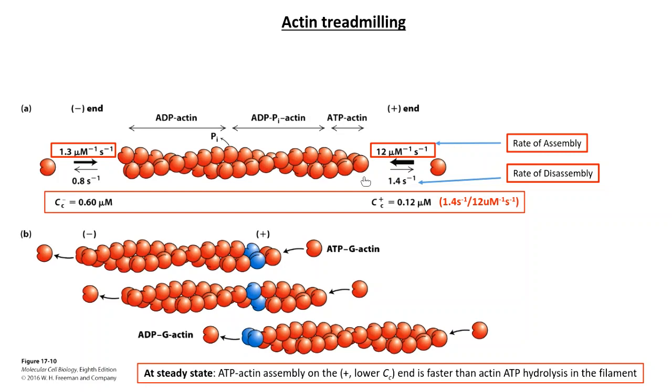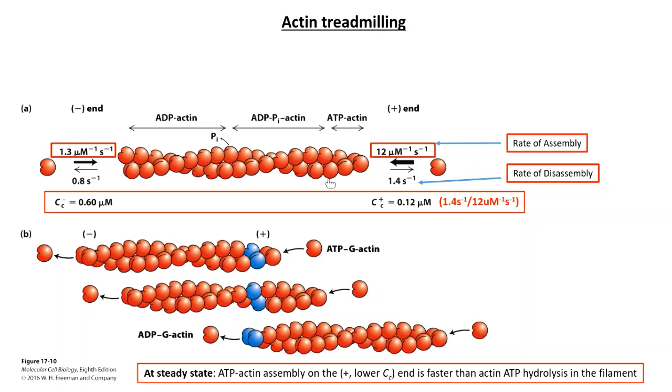Okay. Also, we know that the assembly can happen from both ends, although the assembly at the plus end is almost 10 times more compared to the assembly at the minus end. And the disassembly also happens from both ends at almost similar rate. So if we see here, this is the rate of assembly at the plus end, which is about 12 micromolar per second. And in this case, this is about 1.3. So if you multiply 1.3 by 10, that is about 13, which is almost close to 12. That is why we say almost 10 times faster addition. Here the rate of disassembly is 1.4 units per second, and 0.8 units per second. So it's there.